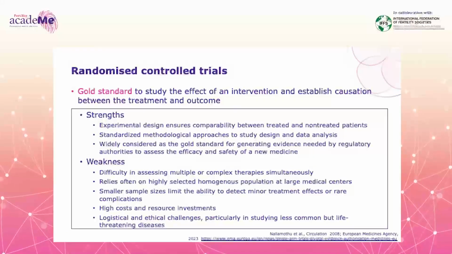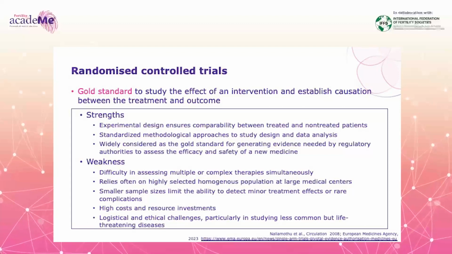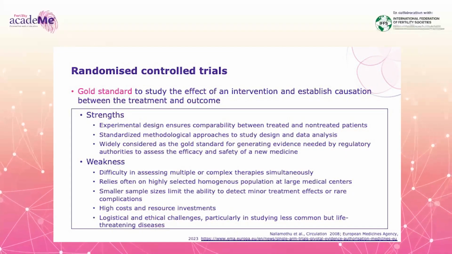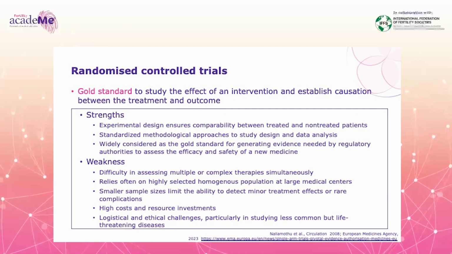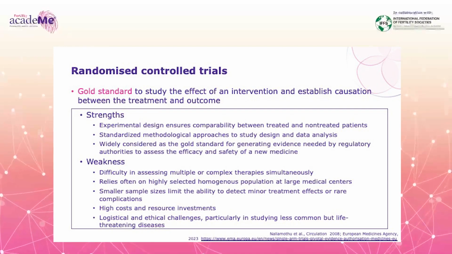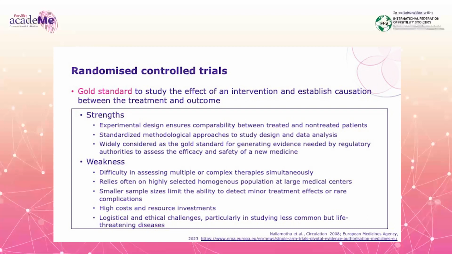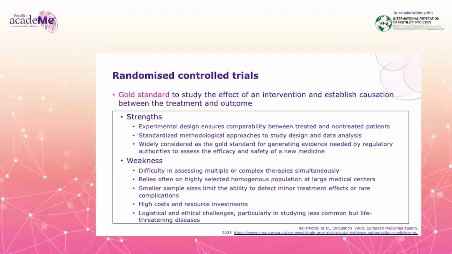Randomized controlled trials. I don't have to go through this busy slide. This is very familiar to us. We all know that randomized controlled trials are the gold standard in providing evidence. They are at the top of the evidence pyramid for primary research. But again, randomized controlled trials are not easy to conduct. They provide the best evidence, but they are difficult to conduct.